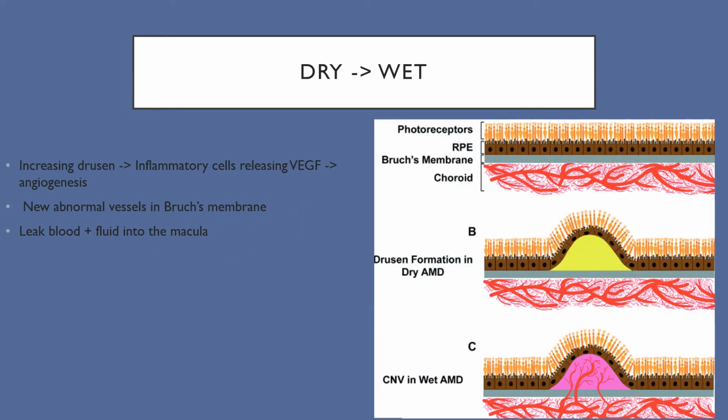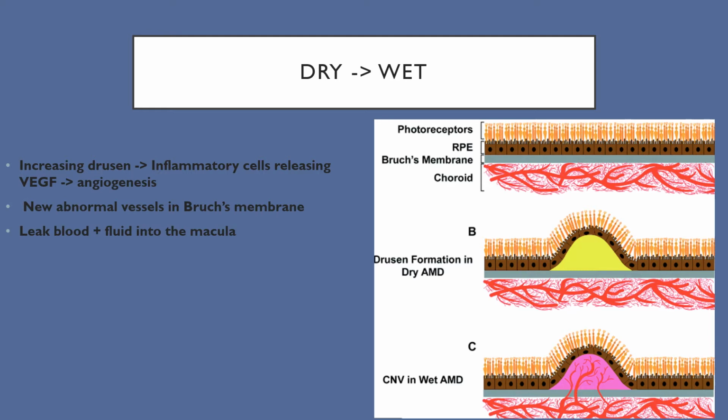Dry AMD can progress into the more serious wet type. With increasing deposition of drusen, you get inflammatory cells making their way to the retina. These cells release growth factors such as VEGF, vascular endothelial growth factor, that cause angiogenesis, or growth of vessels. These new vessels grow into the Bruch's membrane. However, these vessels are abnormal and leak blood and fluid into the macula.